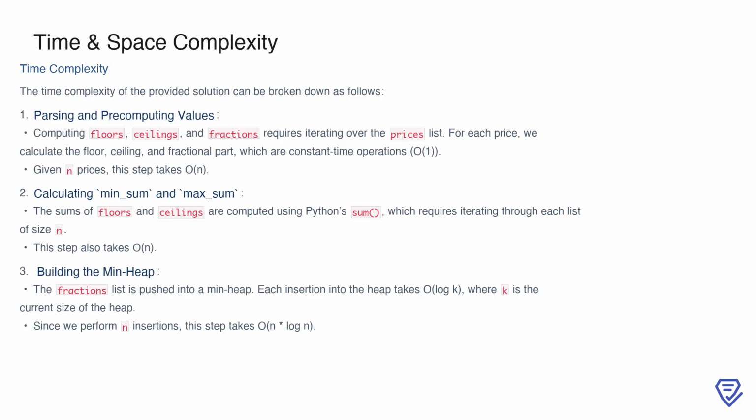Finally, we build a min-heap from the fractional parts. Each insertion into the heap takes log k, where k is the current size of the heap. Since we perform n insertions, this step contributes n * log n to the time complexity. Together, these steps set the stage for the subsequent heap processing.